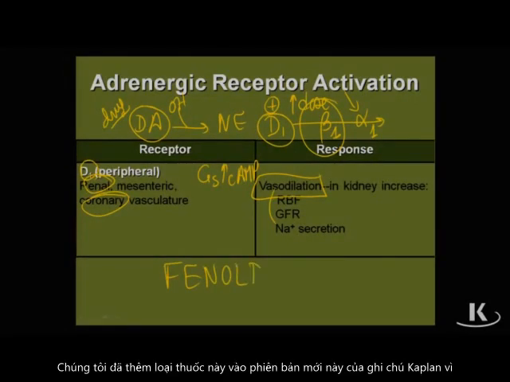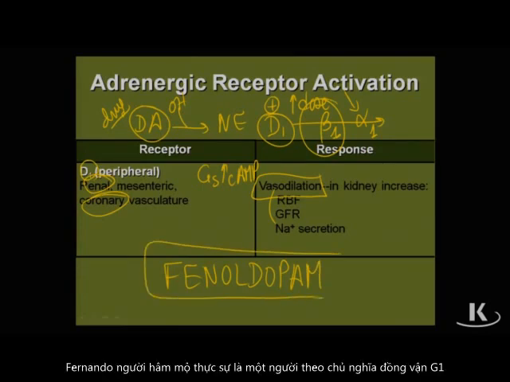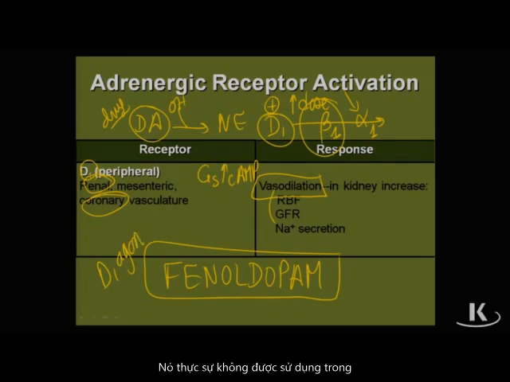We've added this drug in this new version of Kaplan Notes because fenoldopam is actually a D1 agonist. It is really not used in shock. It's primarily used in management of hypertension. Notice in the name, dopam for dopamine. So it doesn't make it too hard of a drug to work with the day of your boards.